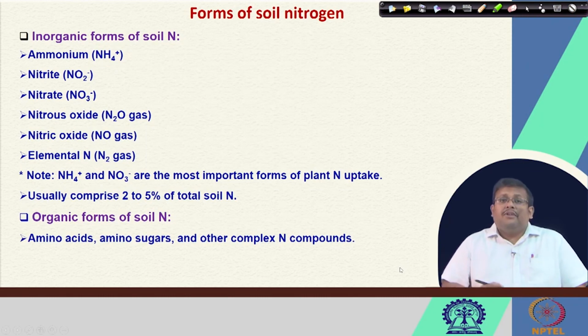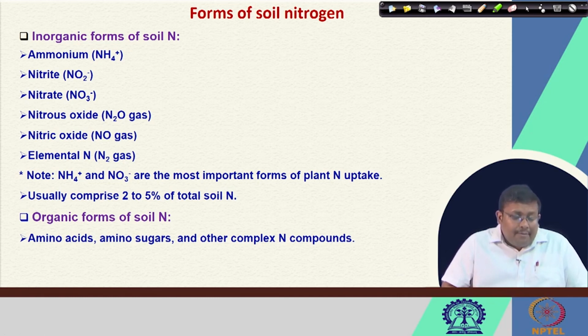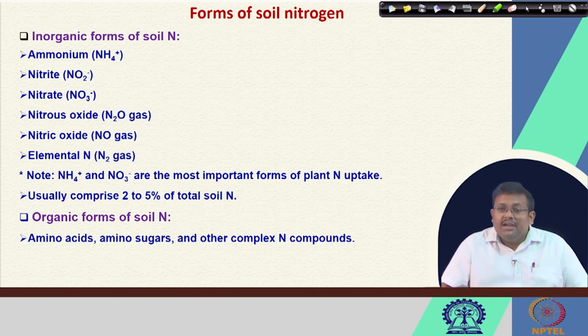So, what are the different forms of soil nitrogen? You can see that there are different inorganic forms of soil nitrogen like ammonium, nitrite, nitrate, then nitrous oxides, then nitric oxide or NO gas, then elemental nitrogen or nitrogen gas. Remember that among these, ammonium and nitrate are the most important forms of plant nitrogen uptake, because plants can only take these two forms of nitrogen. And remember that these inorganic forms of soil nitrogen usually comprise 2 to 5% of the total soil nitrogen. So, that means most of the soil nitrogen is present in organic forms.